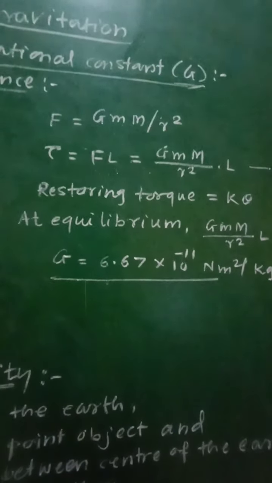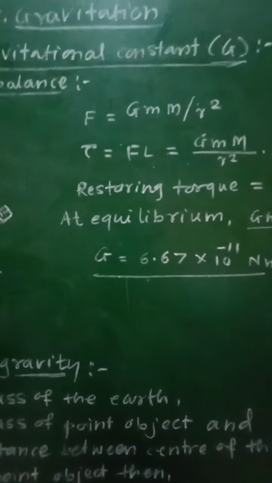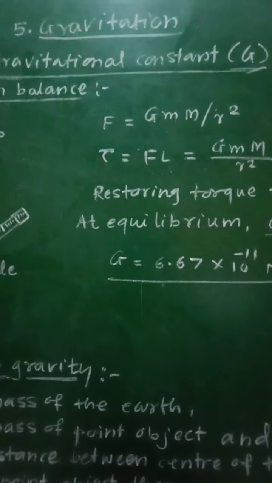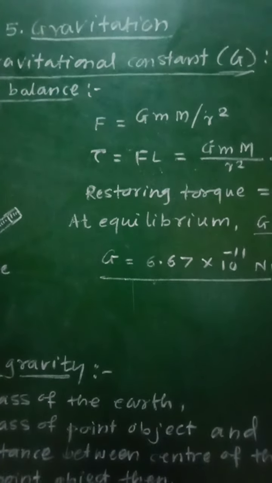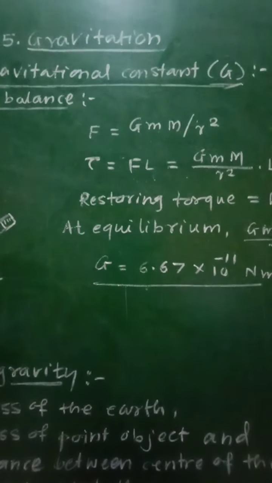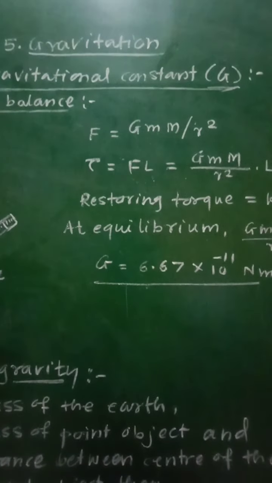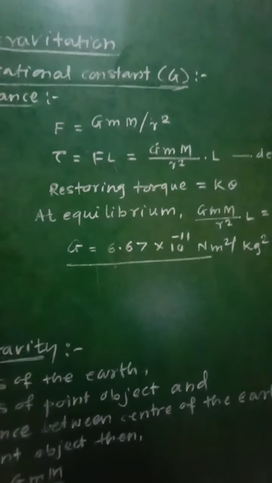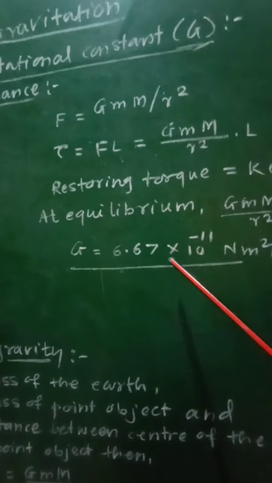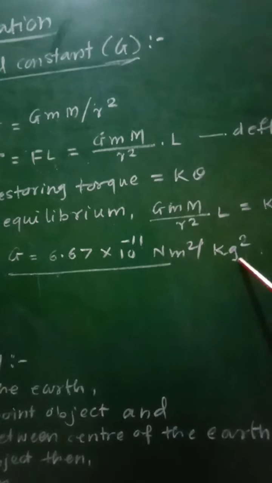Now, in the actual experiment, by measuring theta and knowing the values of torque, small m, capital M and R, the value of G is found to be G equal to 6.67 into 10 raised to minus 11 Newton meter square per kilogram square.